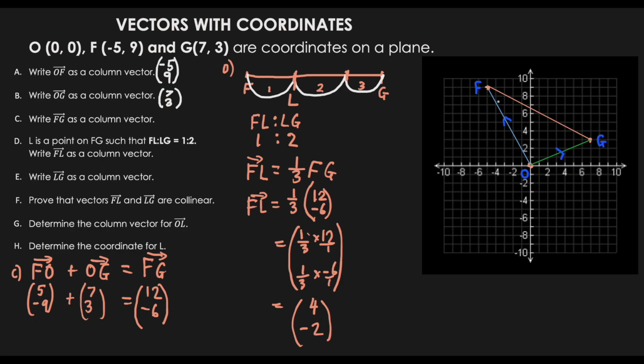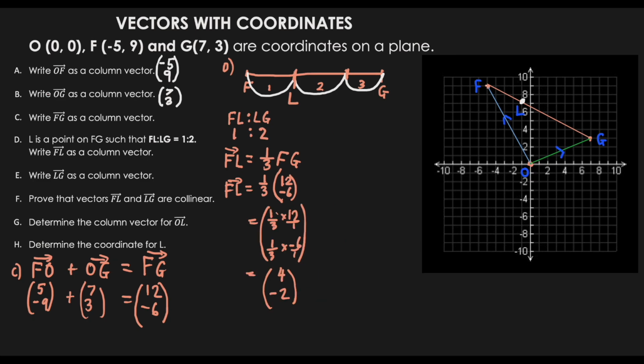(4, -2). So just to put it on our diagram, if we move from F, 1, 2, 3, 4 to the right, and then 2 down, 1, 2, that means our L point would be right here. So this represents L. Remember, we are only using this diagram to help us visualize what we are doing over here. Alright, so we've done that now. Now it's time for LG.